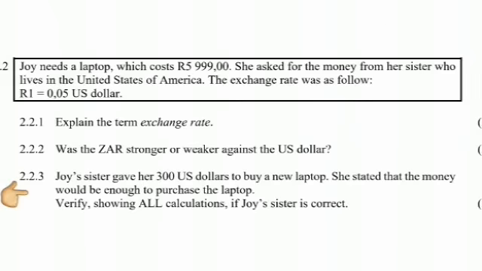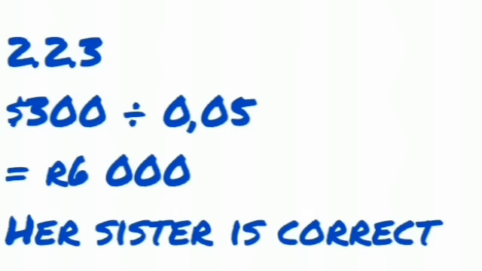In 2.2.3 it says Joy's sister gave her 300 US dollars to buy a laptop. She stated that the money would be enough to purchase the laptop. Verify, showing all calculations, if Joy's sister is correct. Now to verify this, we need to know, when you convert 300 US dollars, is it going to give you 5,999 or more? If it does, then she's correct. If it doesn't, then she's not correct.